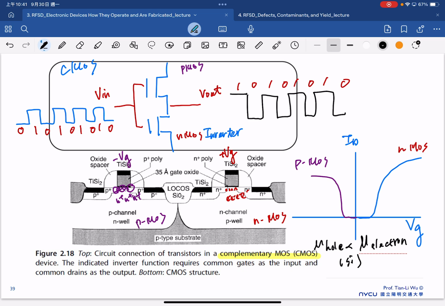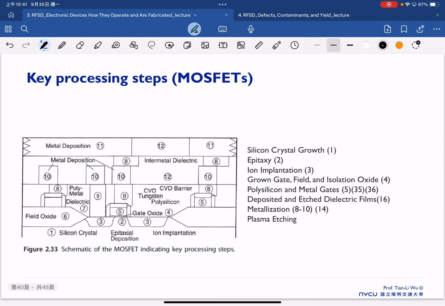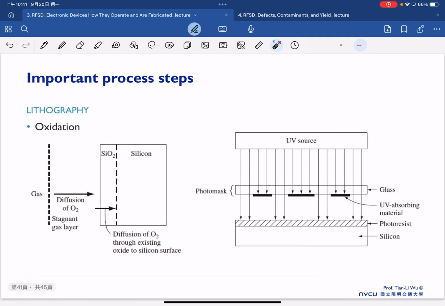Okay, so here is just a quick look for you guys at how we usually fabricate a transistor. Here we won't go into too much detail, just for your information. We first have silicon crystal growth. We do the epitaxy, we do the ion implantation, we grow the oxide, we have the isolation oxides. We have the metal, dielectric, metallization, and plasma etching.